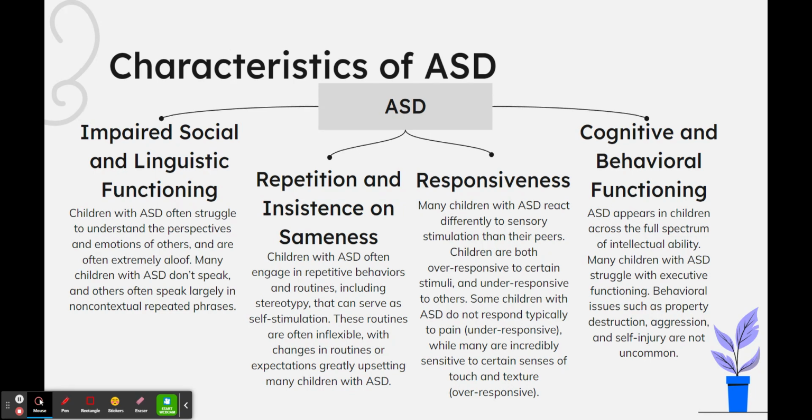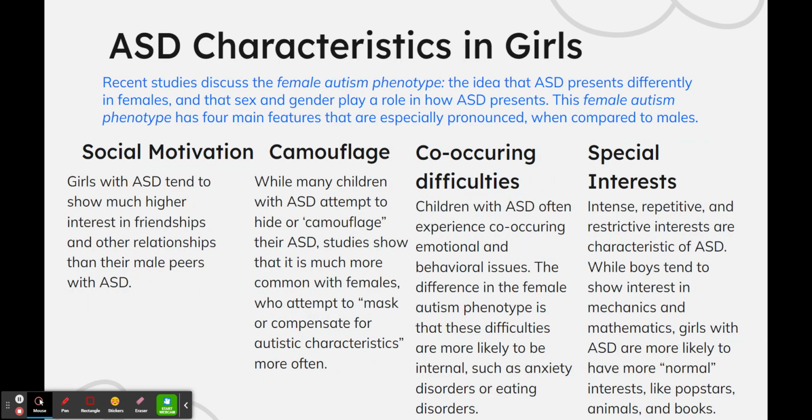as aggression and self-injury. Now, looking specifically at girls, research and studies have focused on what they refer to as the female autism phenotype, which is the idea that autism spectrum disorder presents differently in females and that sex and gender play a role in how it presents. The main 4 features of this female autism phenotype are social motivation, camouflage, co-occurring difficulties, and special interests.